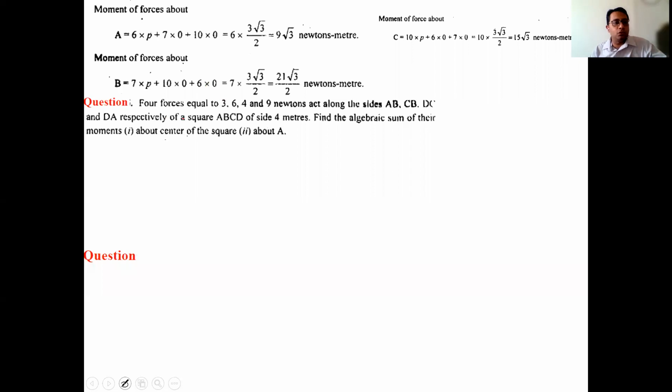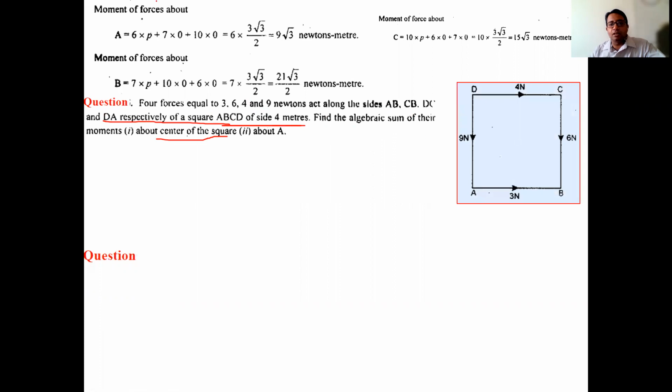The next question is: 4 forces equal to 3, 6, 4 and 9 newtons act along the sides AB, CB, DC and DA. We have 4 forces applying on the 4 sides of the square ABCD. The side is given as 4 meters. Find the algebraic sum of their moments about the center of the square. We have to do it first about the center of the square, and second about A.